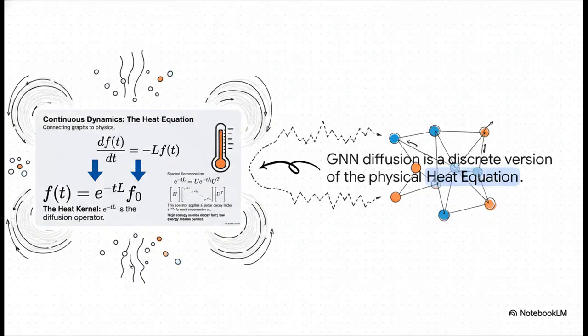And here is probably the most profound connection of all. This discrete diffusion process happening on the graph is a direct analog to one of the most fundamental laws of physics, the heat equation. What we are doing inside a simple GNN is modeling the exact same fundamental dynamics that describe how heat spreads through a material. It's a powerful, direct link between modern deep learning and classical physics.